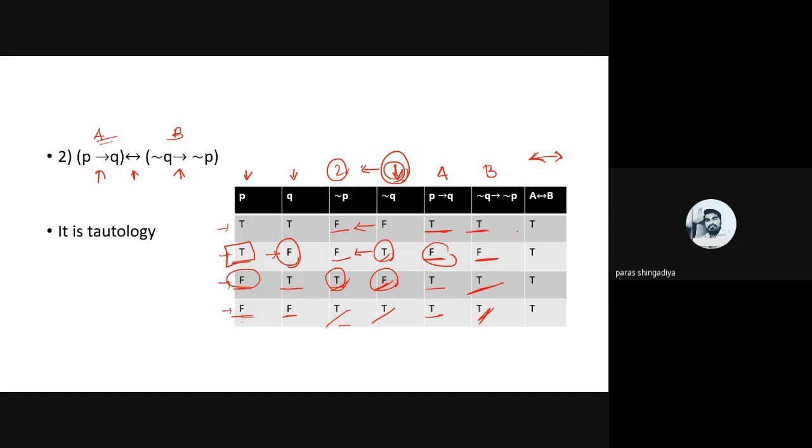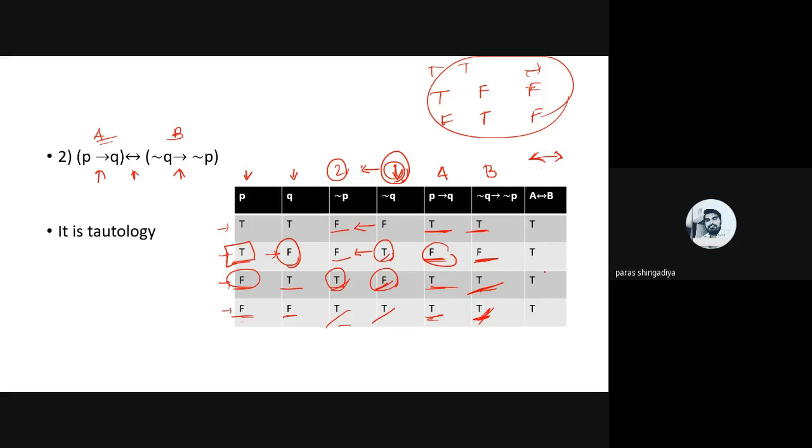So both are T, then the output will be T. And both are false, the output will be T, that is also T, and that is also T. Only two cases we have in the biconditional form where we get output false: T with F and F with T, in the biconditional the output will be false. In the remaining two cases, both T and both F, you will get the true output in the biconditional form.